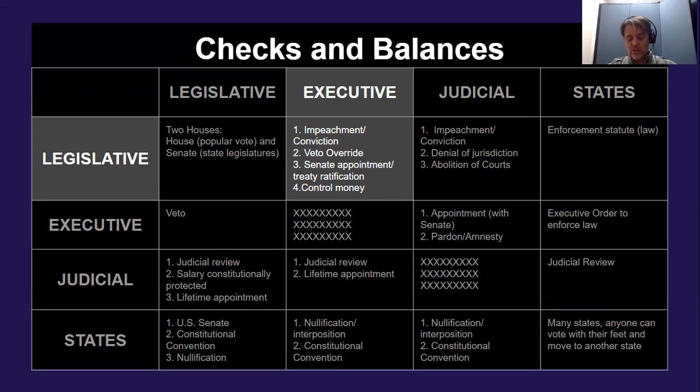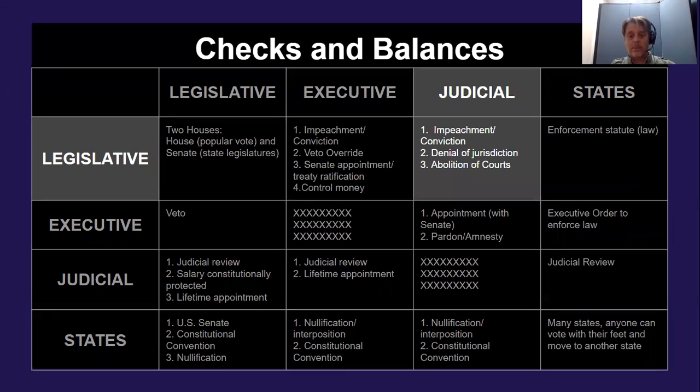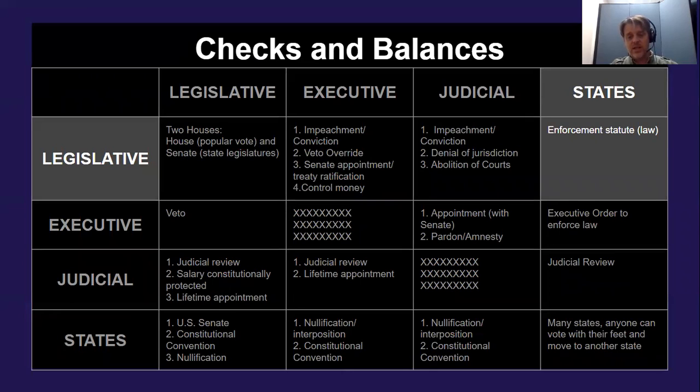And the legislature controls the budget. The executive spends the money. The legislature tells the president how to spend the money. Legislature can check the judicial through impeachment. You can impeach judges. The Congress can impeach judges. They can abolish the courts, and they can rearrange the courts as far as jurisdiction goes. And they can check the states through laws, through enforcement.